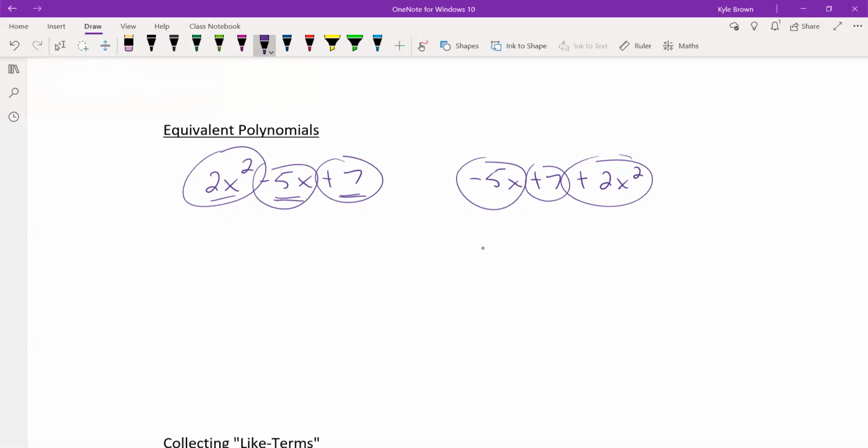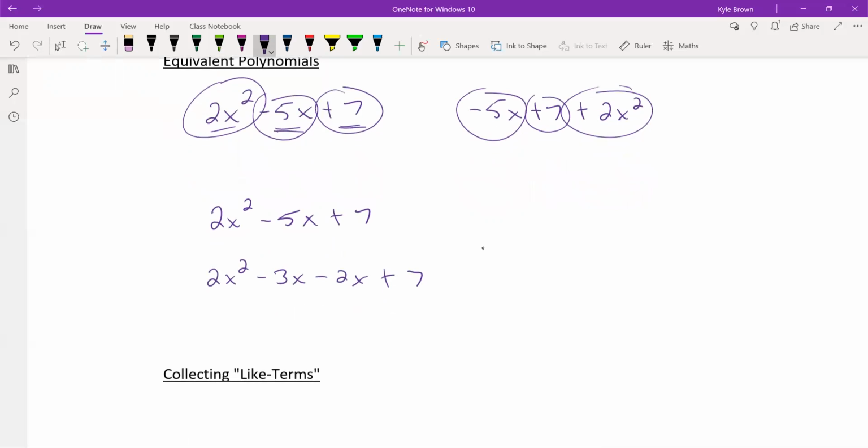Okay, so another one, let's say we had something like this. Let's say we had 2x squared, I'll just write the same one, minus 5x plus 7. And what about this? What if we had it written like 2x squared minus 3x minus 2x plus 7?